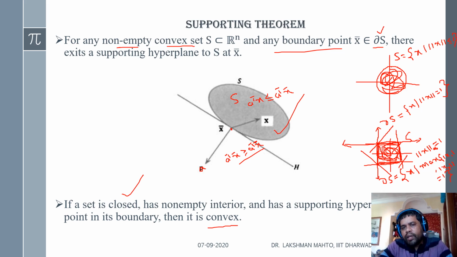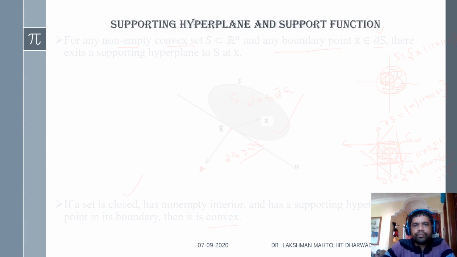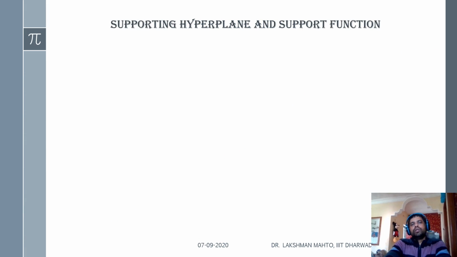From the picture also you can see what is happening: if you take a closed convex set, at every point you can define a unique supporting hyperplane. Then the same thing you can say in reverse, that if you are able to define a unique supporting hyperplane at every point, then you can claim that it would be a closed convex set with a smooth boundary.